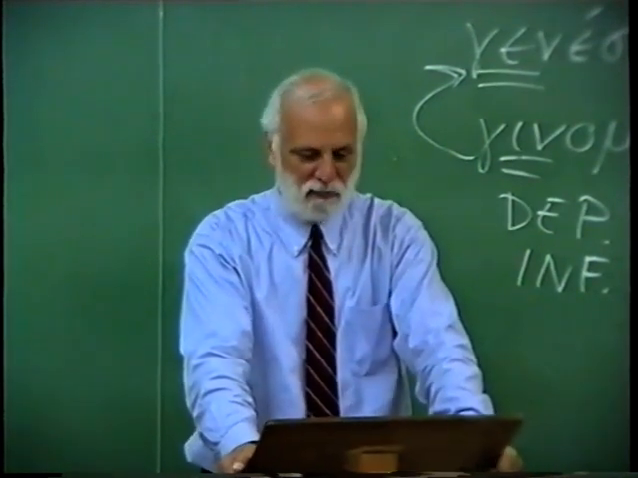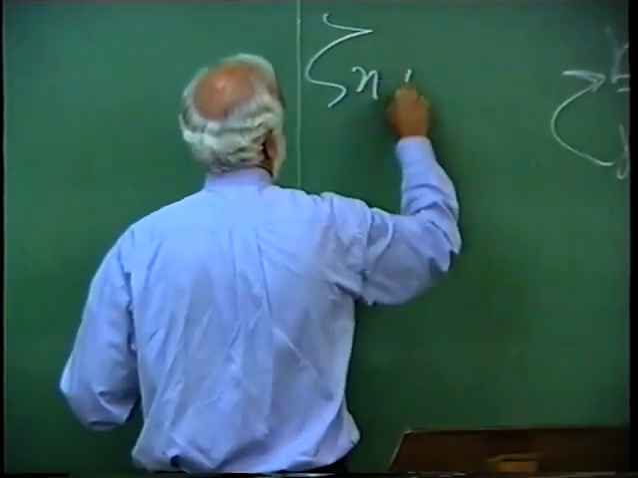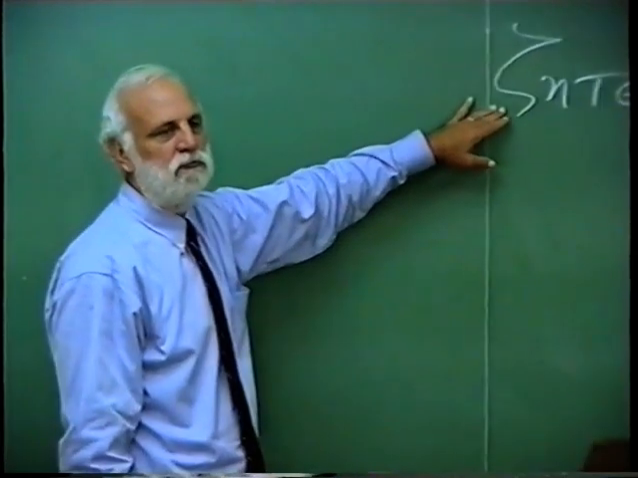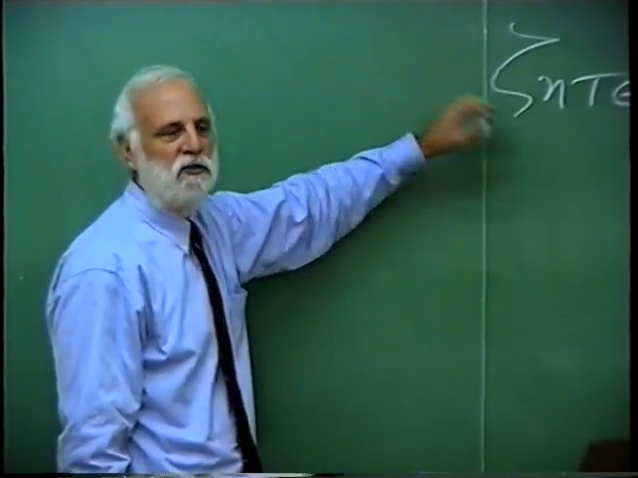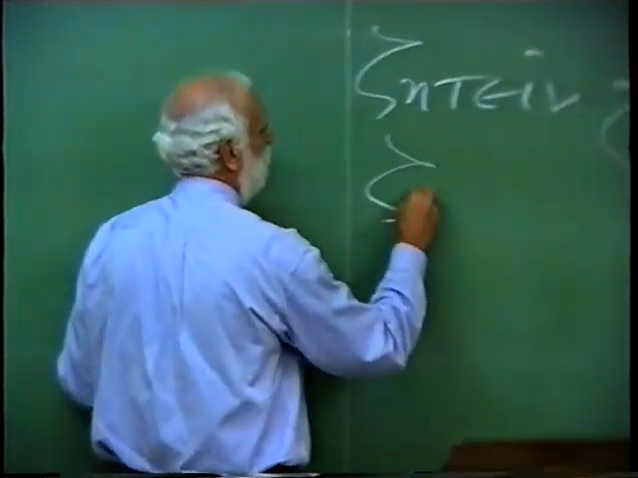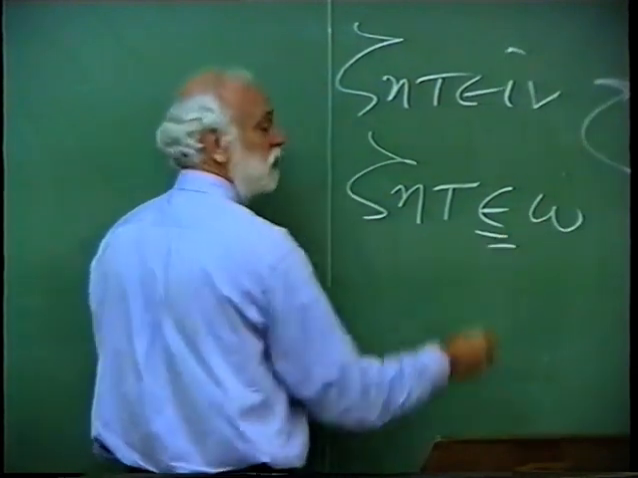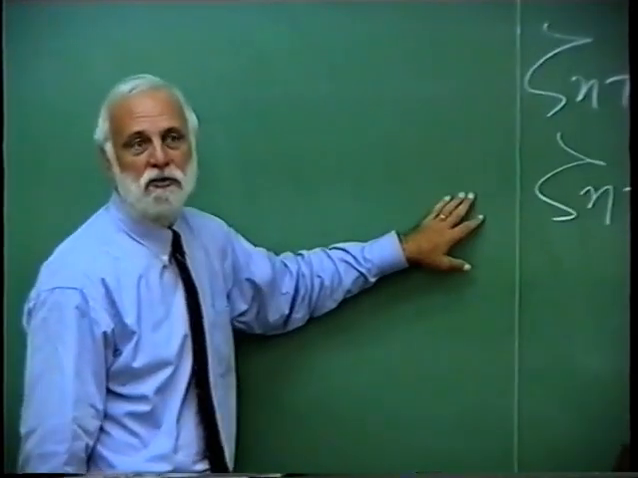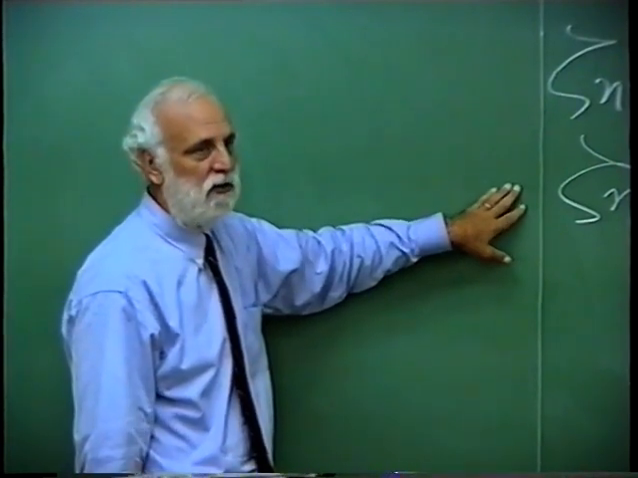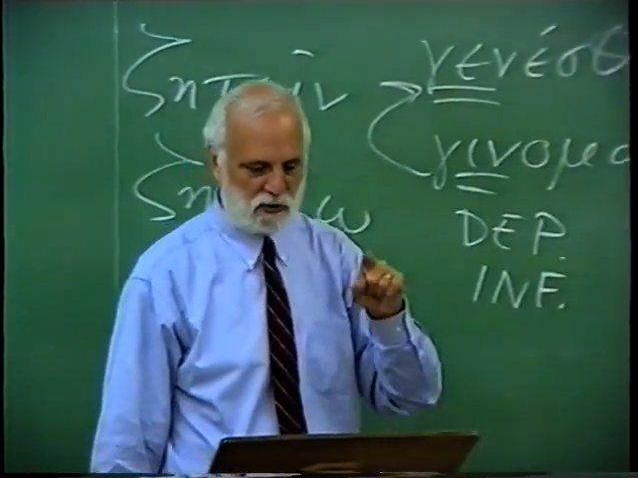Mele is about now. Let's go to zaytain. Here's our infinitive, zaytain. You ready to parse? Here we go. Present, active, infinitive from what verb? Zayteo, right? Is this a contract verb? Yes. Zayteo is the source. Okay? All right, so for Herod was about to seek.